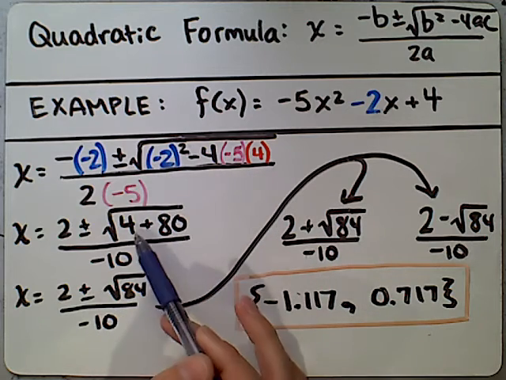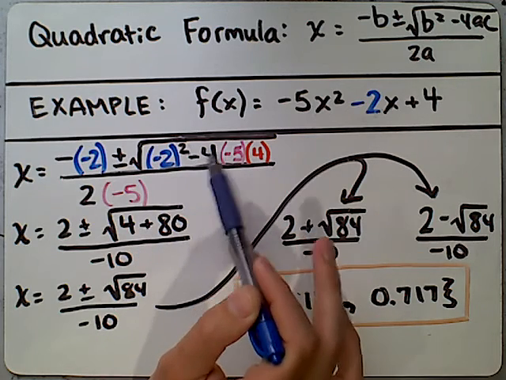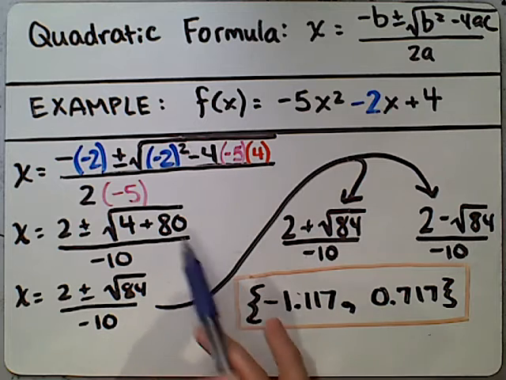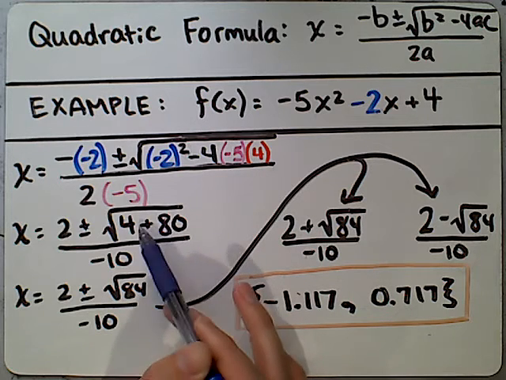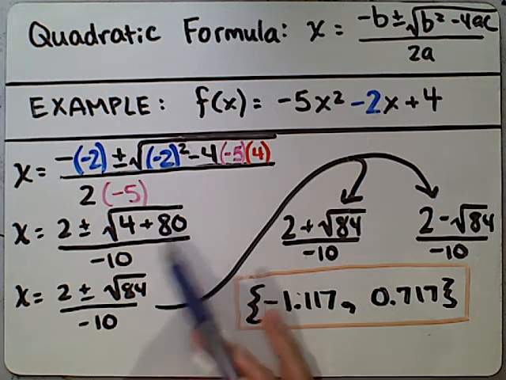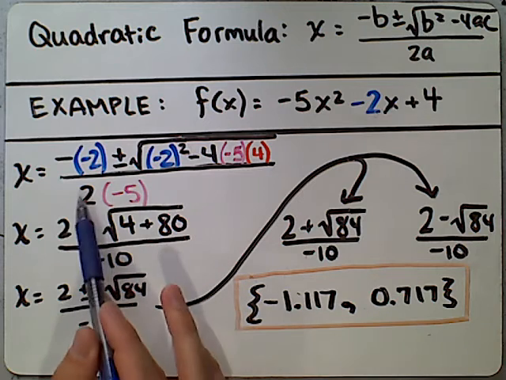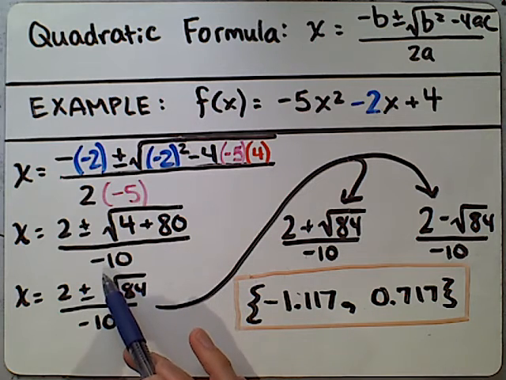b squared, negative 2 squared is 4. Negative 4 times negative 5 times positive 4 is positive 80. This is where a lot of mistakes are going to happen. Please make sure you didn't make a mistake here. And 2 times negative 5 is negative 10.